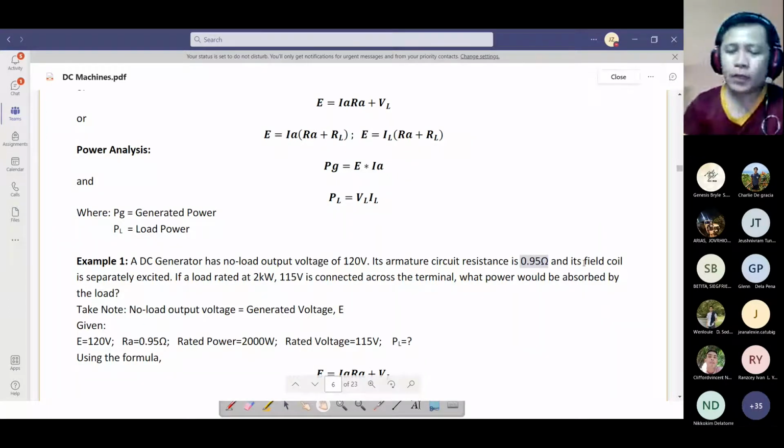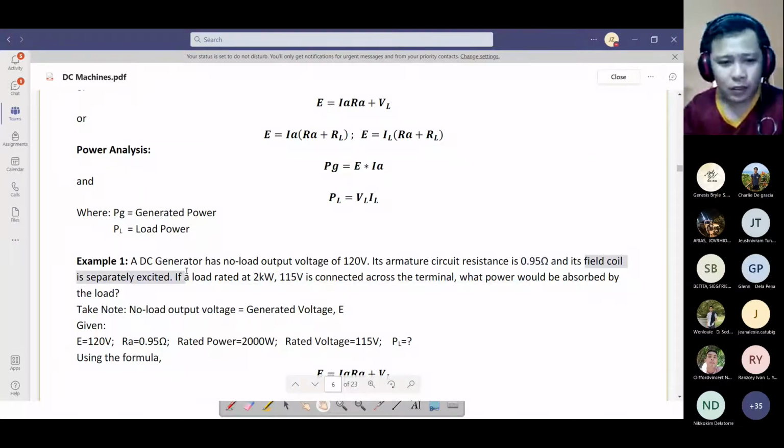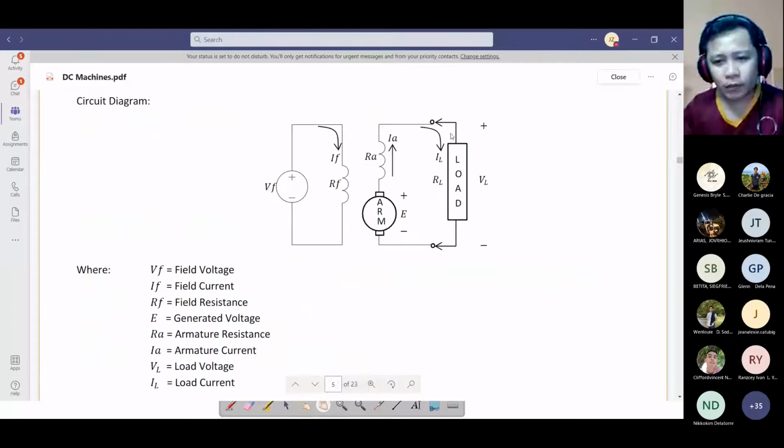Now for this one, just to let you know that the DC generator being considered here is a separately excited DC generator. At first it was not stated; it only says that a DC generator has a no-load output. This part of the sentence is just to let you know that this DC generator is separately excited.